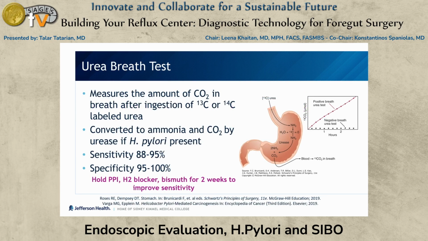So urea breath test, this takes advantage of the urease that's released by the H. pylori bacteria, and it measures the amount of CO2 that's in the breath after ingestion of carbon-tagged urea. And the urease will then convert it to ammonia and CO2. CO2 levels will rise in the breath, and that's what's picked up on. It has over 90% sensitivity and specificity, but you do have to hold PPIs, H2 blockers, and any bismuth for 2 weeks to improve that sensitivity.